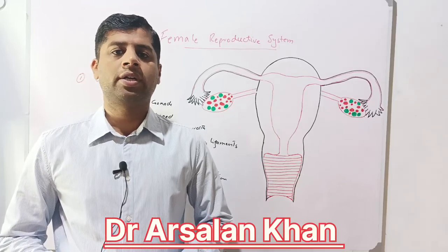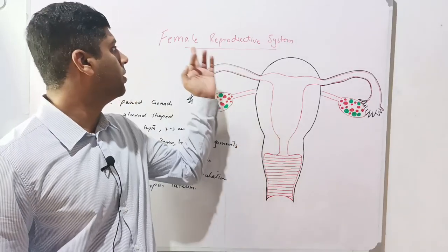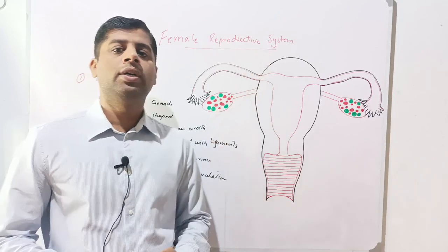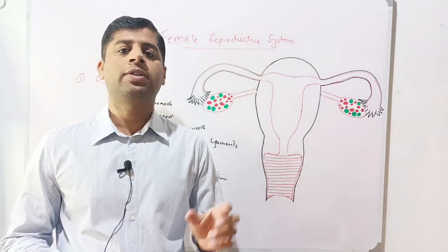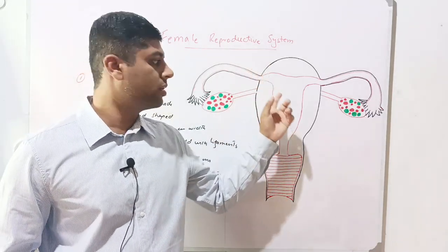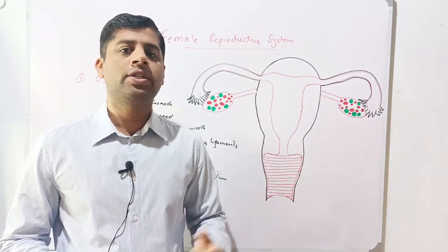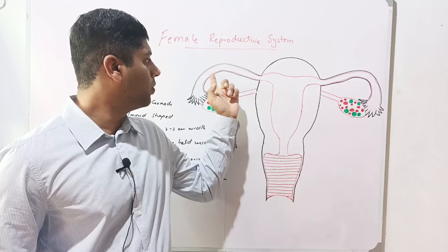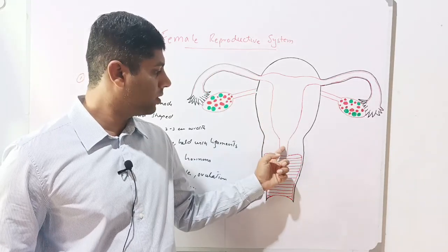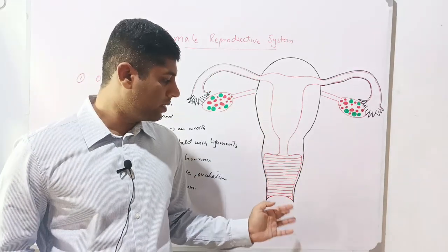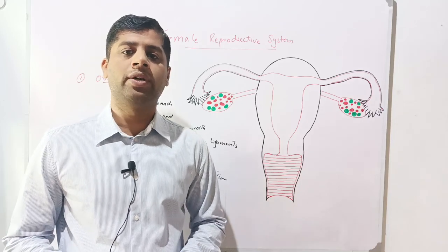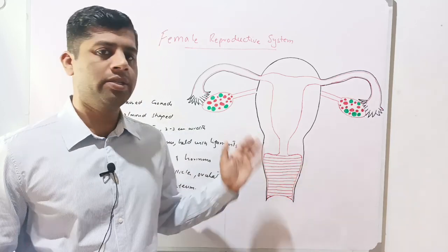Hi, I am Dr. Arsalan and today we are going to discuss the female reproductive system. In this lecture, we will cover all the aspects of the female reproductive system, including the structures and functions of each and every organ, starting from the ovaries, oviduct, uterus, cervix, vagina, and the external portion of the reproductive tract, the vulva. All of these organs we will explain in this lecture.